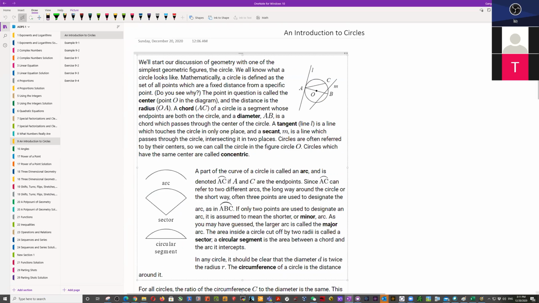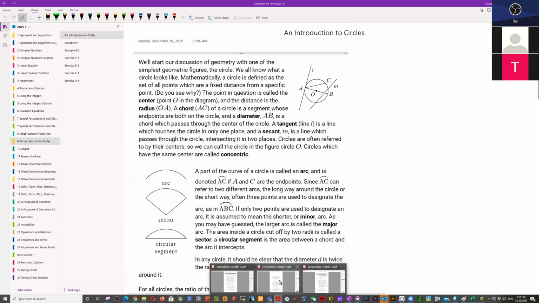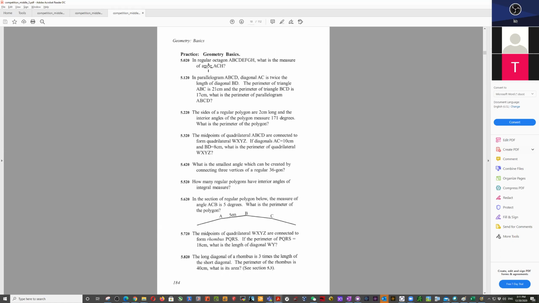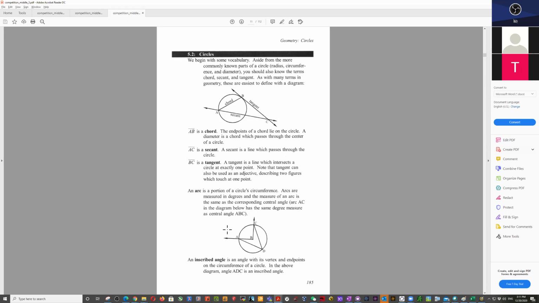Okay, so we are going to the circle's tricks. Circle has a lot of tricks. So basically, we just have to understand them all to really be good at tests. Just like the previous example I picked, you can use a circle to solve a polygon problem. And the trick I'm using is an inscribed angle. An inscribed angle is an angle with its vertex and endpoints on the circumference of the circle.